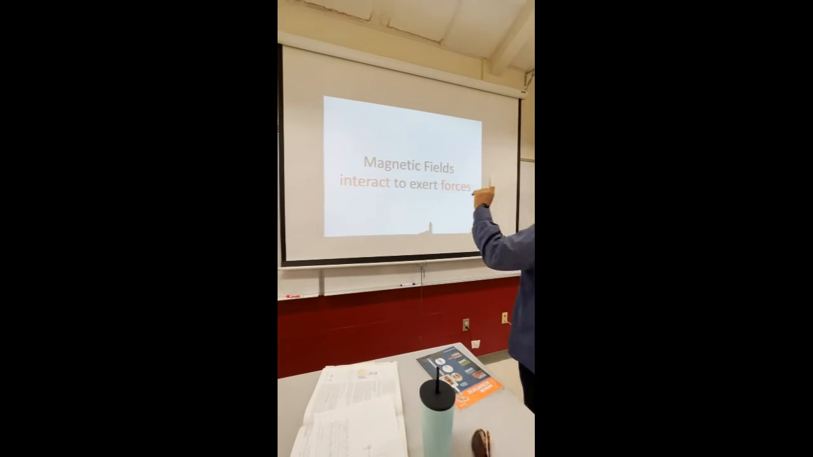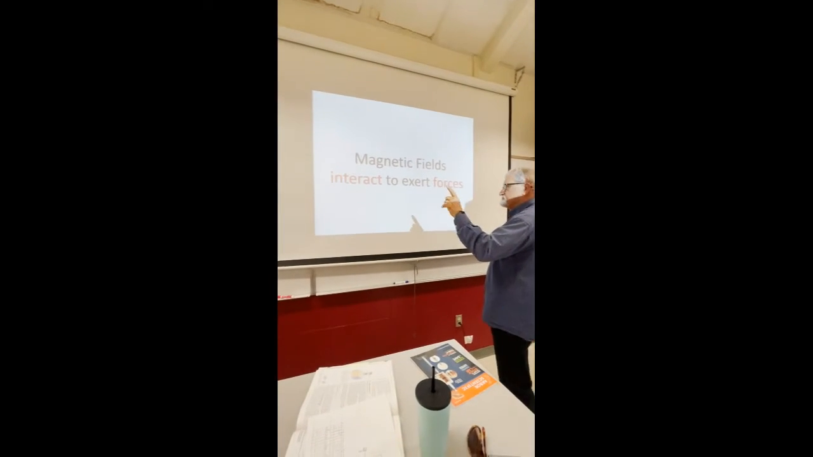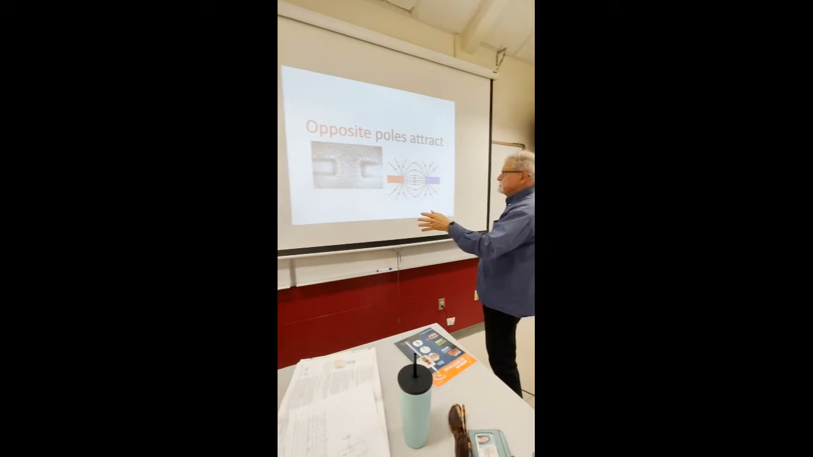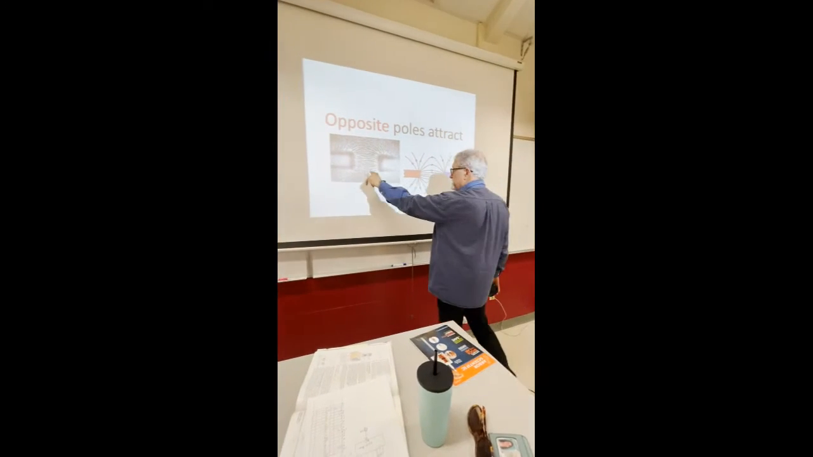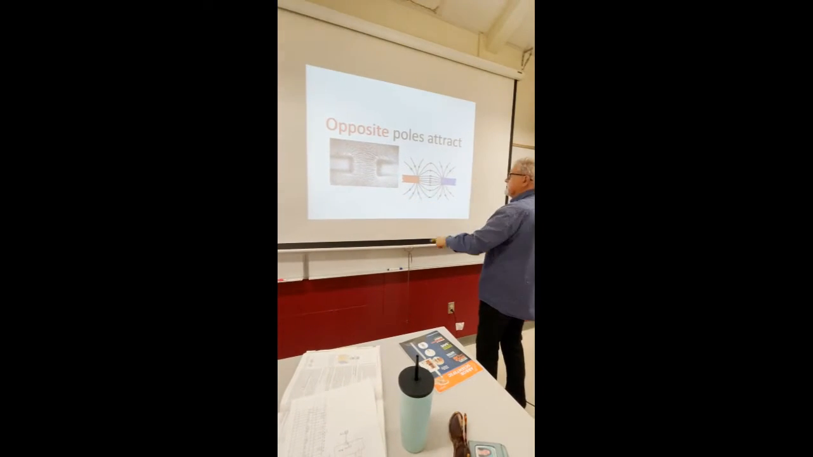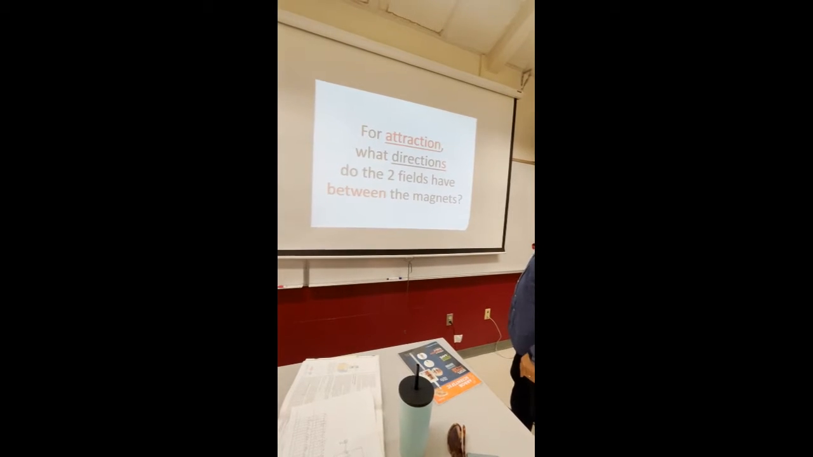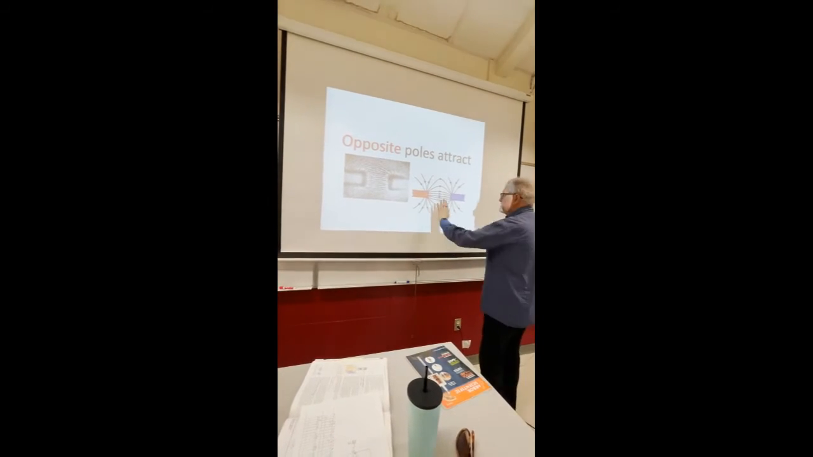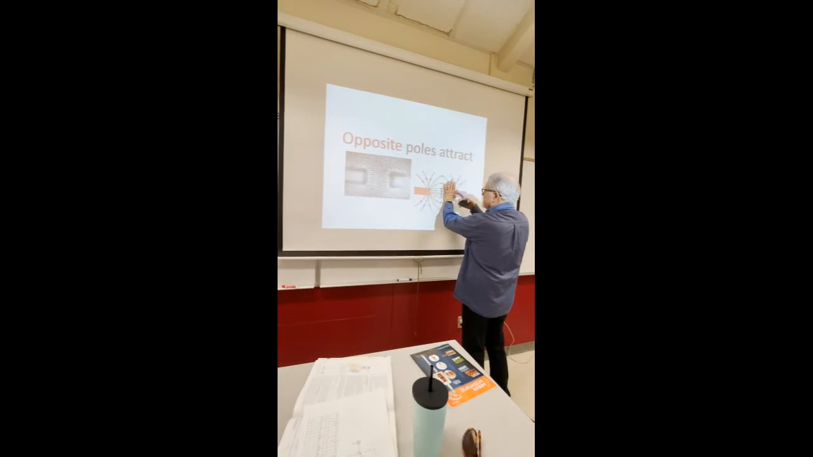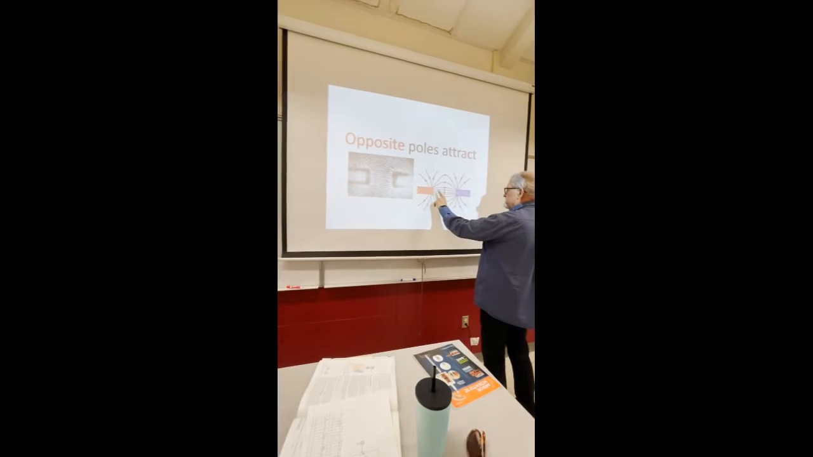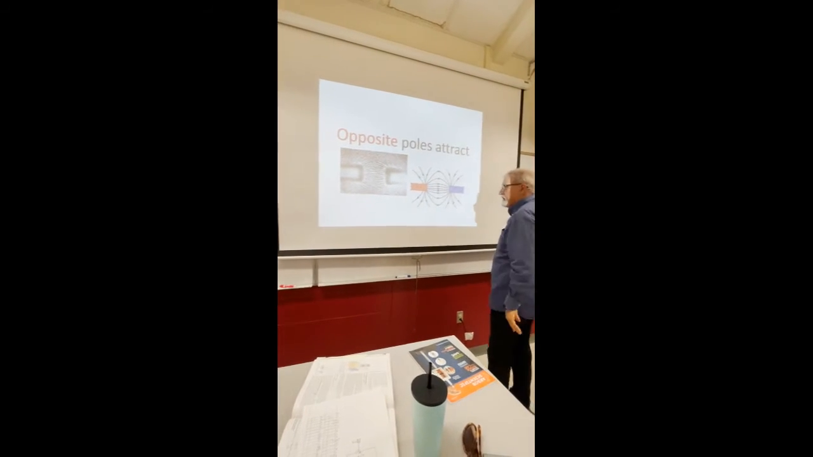And magnetic fields interact to exert forces, which leaves some interesting questions here. Opposite poles attract. Okay, and this is what we saw with the iron filings and the bar magnets. And for attraction, what directions do the two fields have between the magnets? Well, there's the magnetic field due to the south, and there's the magnetic field due to the north. And what can you say about the direction of the north's magnetic field and the direction of the south's magnetic field where they're interacting?